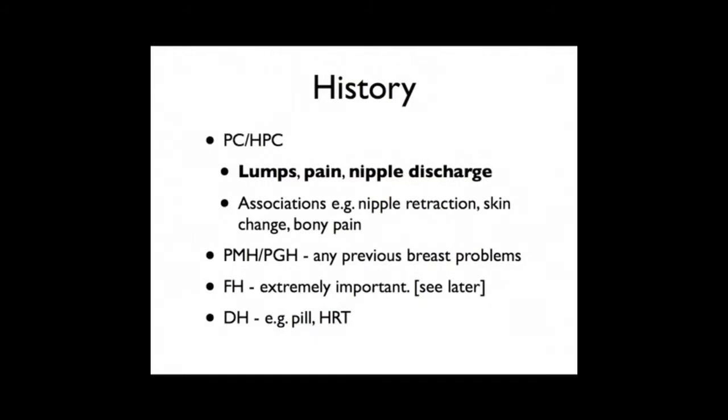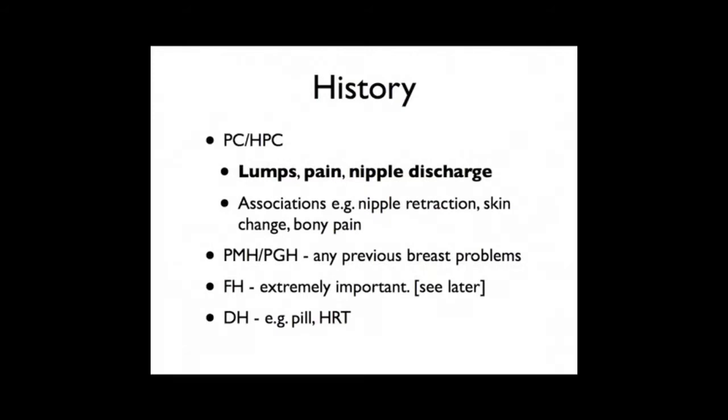And obviously you want to look for features of metastases. So has the patient lost weight recently? Have they been particularly fatigued, or do they have bony pain or tummy pain? In terms of the past medical history, you want to find out about any previous breast problems, and you also want to take a full gynecological and obstetric history to determine women's estrogen exposure, because certain patterns of gynecological and obstetric history are associated with an increased risk of breast malignancy, but we'll talk a little bit about that later.